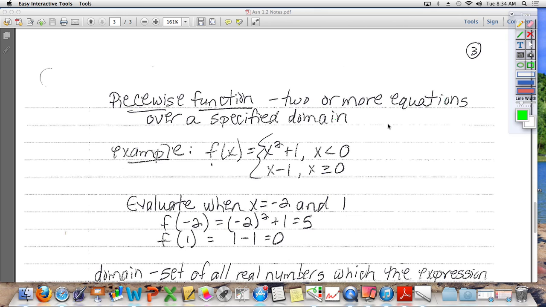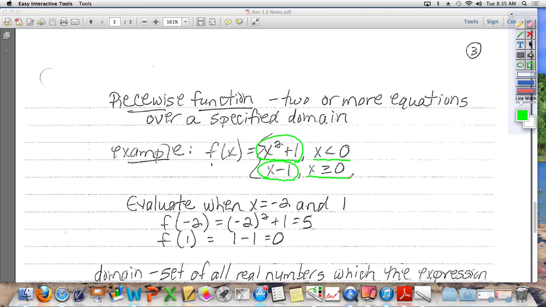It's telling you that the function in this case has 2 parts, one of them being x squared plus 1, the other one being x minus 1. So how do you know what to use when? Well, it tells you specifically right next to the function rule when to use it. So you're going to use x squared plus 1 when the x value that you are given is less than 0. And then you're going to use x minus 1 if the x value is greater than or equal to 0. Piecewise function made up of 2 pieces.